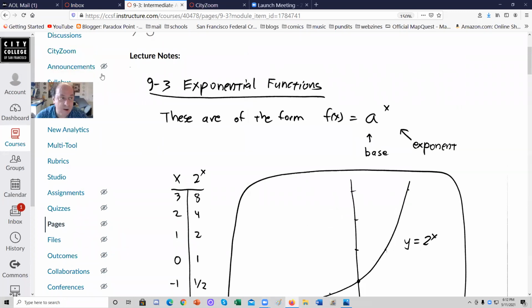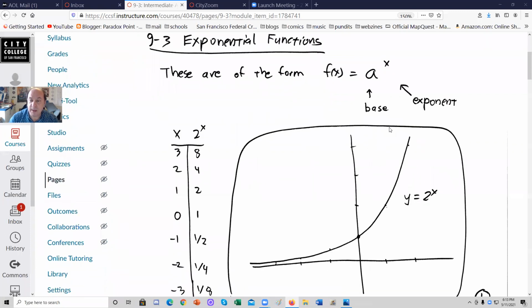Now, for tonight, we start with 9.3, then 9.4, 9.5. 9.3 is about exponential functions. Exponentials are of the form f of x equals a to the power of x. So a is called the base, and x is the exponent, therefore the name. And it's different from x to a power, so it actually grows very much quicker.